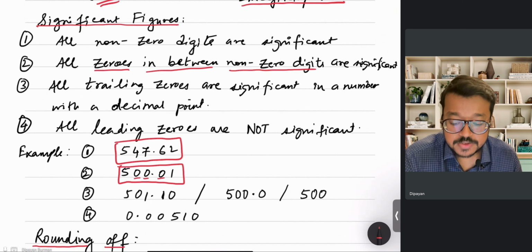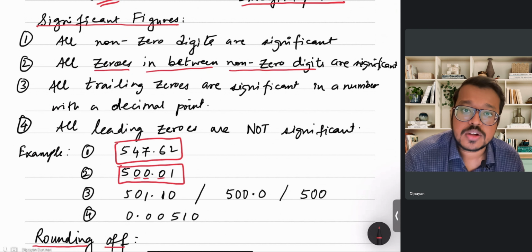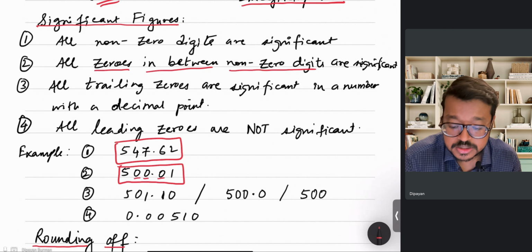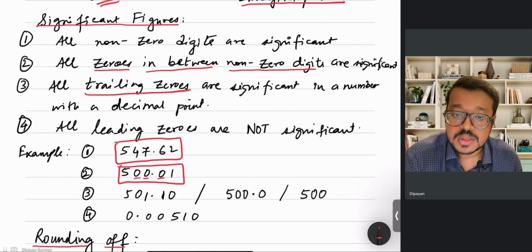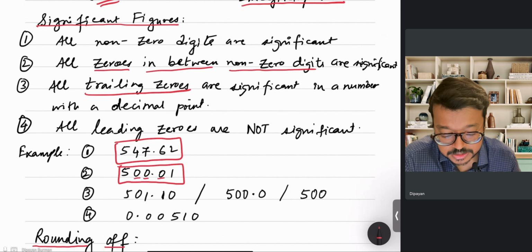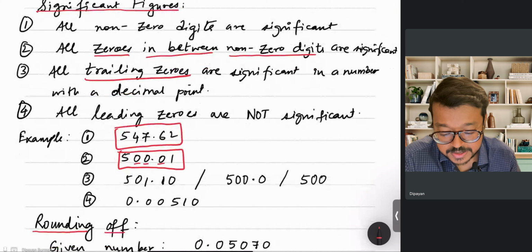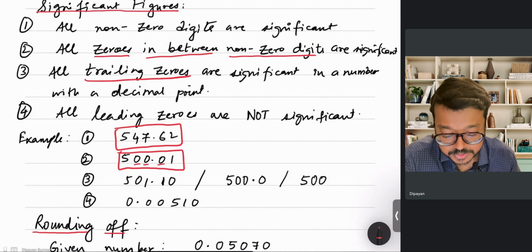Now suppose we have zeros at the end of the number, that is known as trailing zeros, zeros at the right side of a number. They are considered significant in a number which has a decimal point. For example, I have written here three numbers. Let's say 500.10. There is a 0 right at the end.